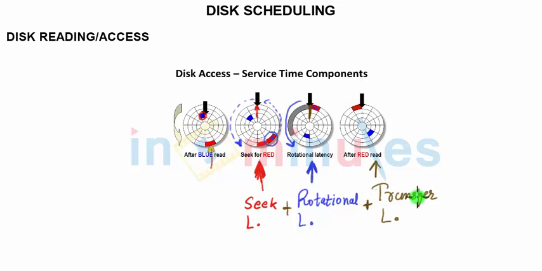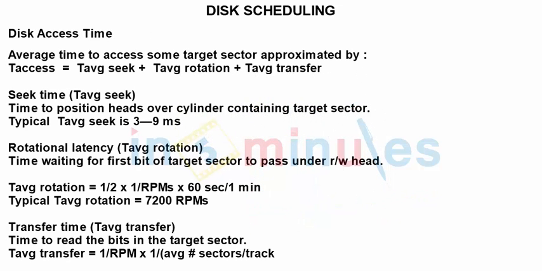Taking this in a technical way, we have three things to talk about. As we have said, seek latency is the time to position the head over the cylinder containing the target sector. I'm saying the track and the cylinder are one and the same. The second is rotational latency, the time waiting for the first bit of the target sector to pass under the read-write head. Similarly, we have transfer time, the time to read the bits in the target sector.